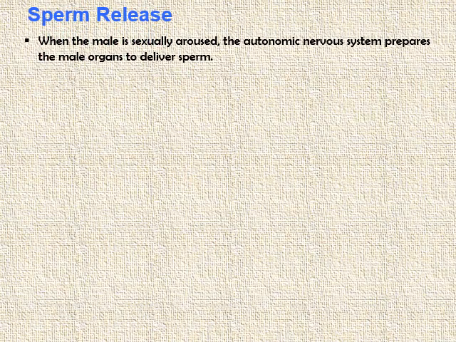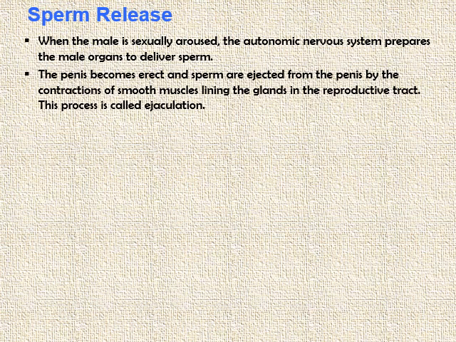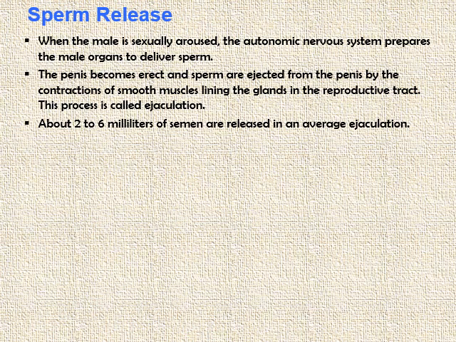Sperm release. When the male is sexually aroused, the autonomic nervous system prepares the male organs to deliver sperm. The penis becomes erect and sperm are ejected from the penis by the contractions of smooth muscles lining the glands in the reproductive tract. This process is called ejaculation. About 2 to 6 milliliters of semen are released in an average ejaculation.